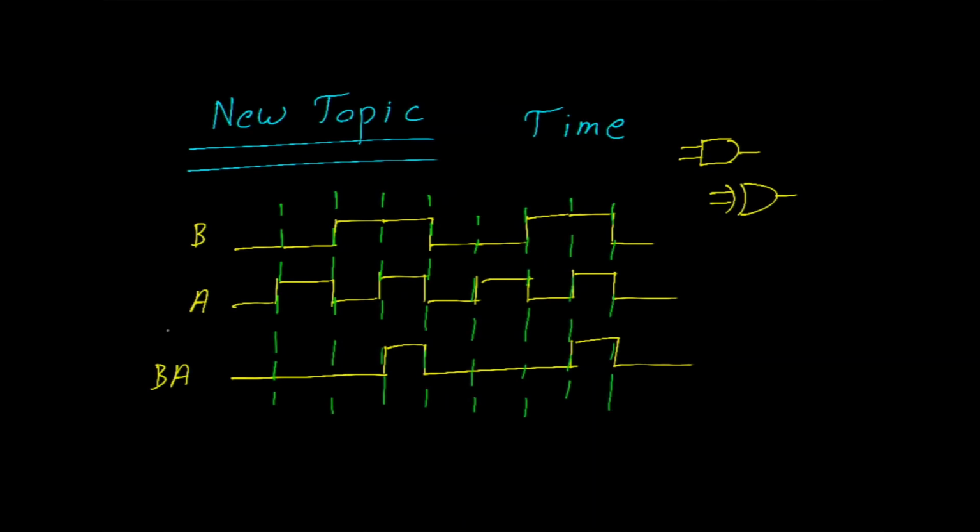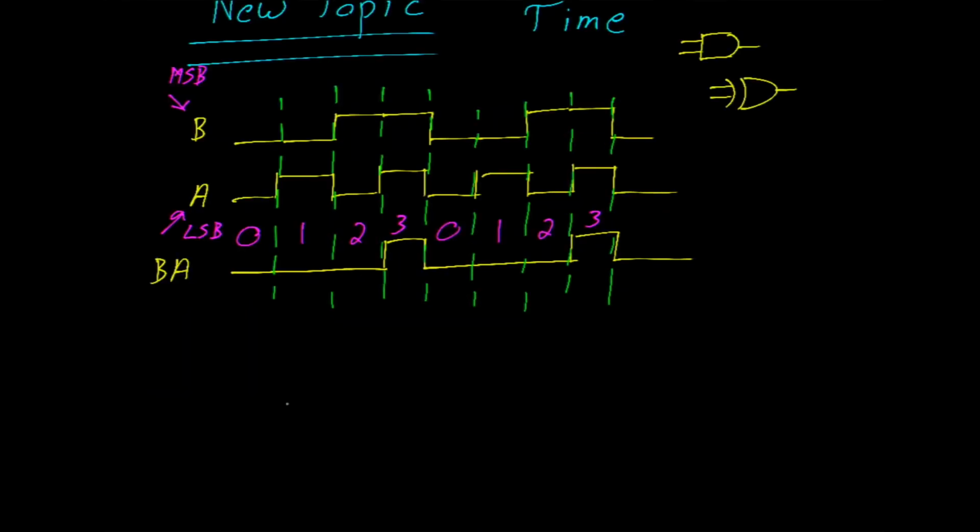Here's something you might have noticed. If A is the least significant bit and B is the most significant bit, together they make a number. This is a 0 where both A and B are low, a 1 where B is low, A is high, a 2 where B is high, A is low, and a 3. And then that pattern repeats, 0, 1, 2, 3. You can see that the AND gate, B and A, is high only for the number 3, which is exactly what you saw in the truth tables.